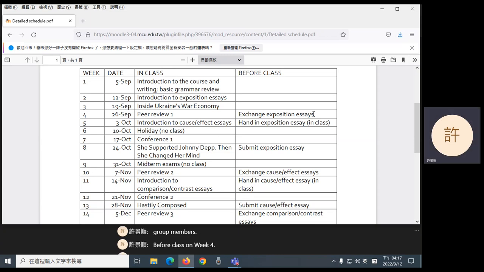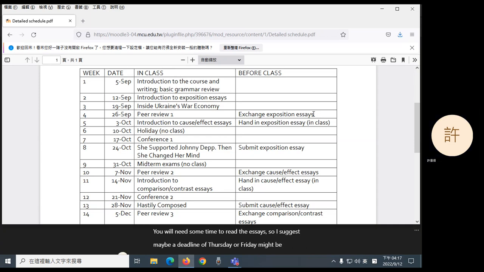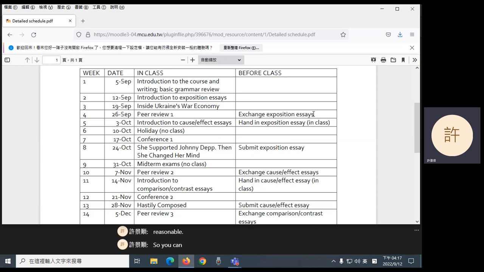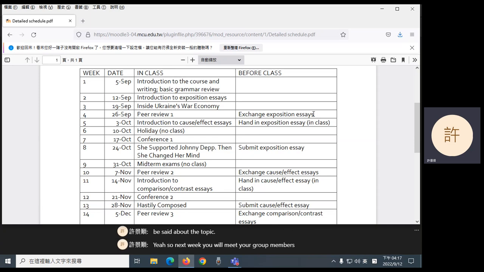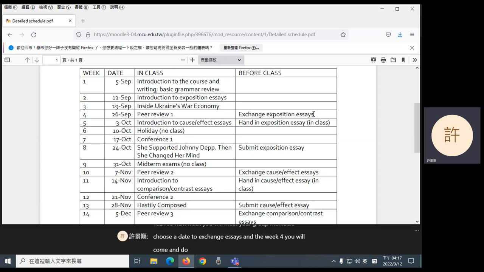You will need some time to read the essays, so I suggest maybe a deadline of Thursday or Friday might be reasonable. So you can already begin thinking about what you want to write for your exposition essay. Choose your own topic. There's no length requirement, as long as it is a complete essay. You say everything that should be said about the topic. So next week you will meet your group members, choose a date to exchange essays, and then week four you will come and do peer review.